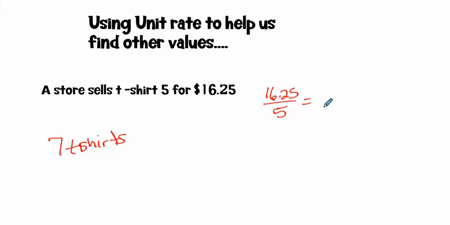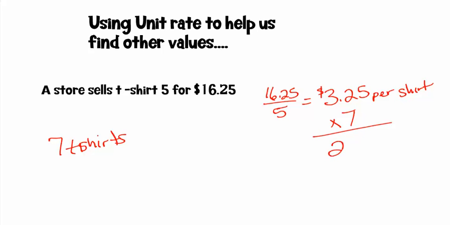So that comes out to be, grab your calculator, divided by 5, that comes out to be $3.25 per shirt. So once I know that, and I want to buy 7, I simply multiply by 7. That comes out to be $22.75. Okay. All right, here is your last one.